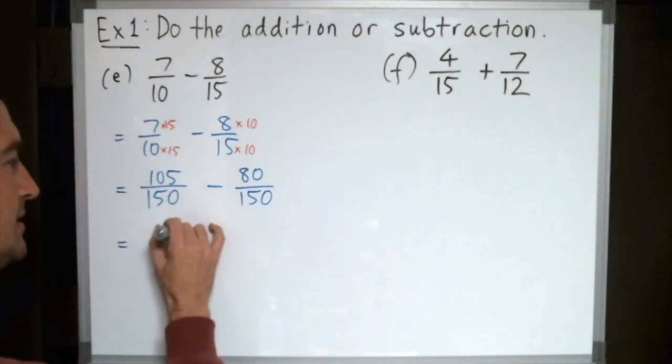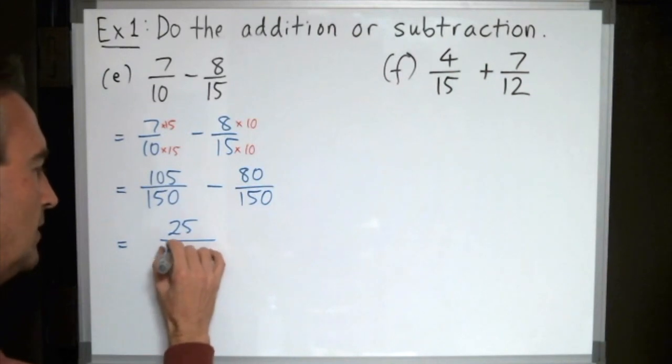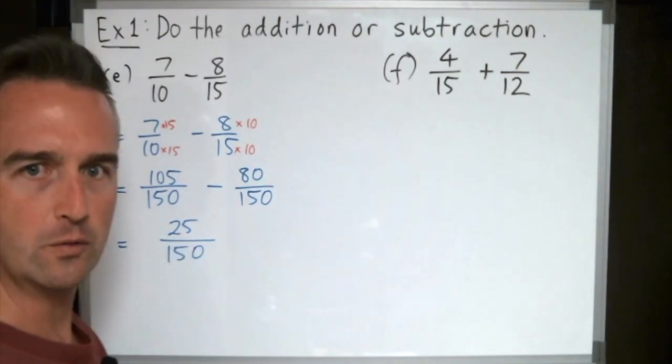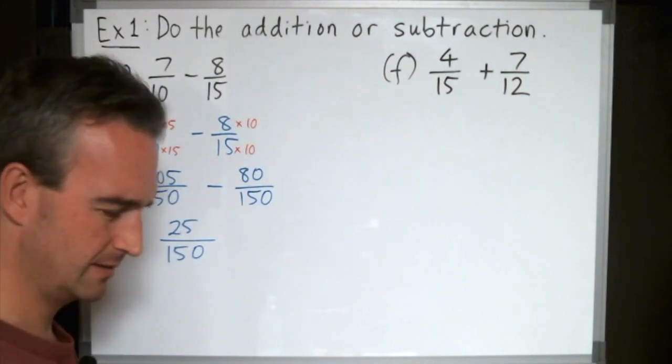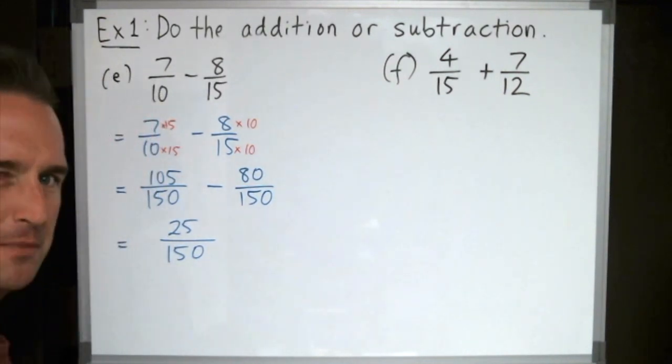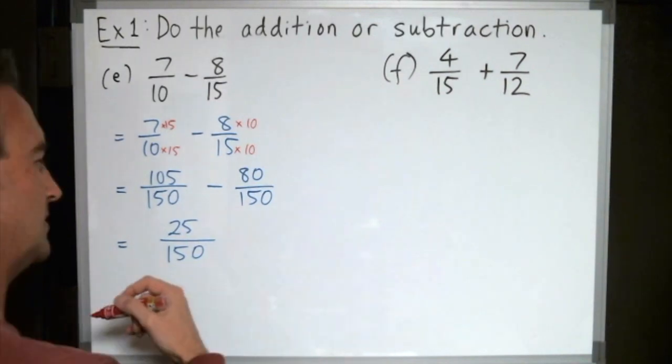105 minus 80 is 25, and 150 on the denominator. There we go. Final answer. Oh, wait a second. This can be simplified, can't it? These numbers are kind of big. Maybe there's another way we can do this.